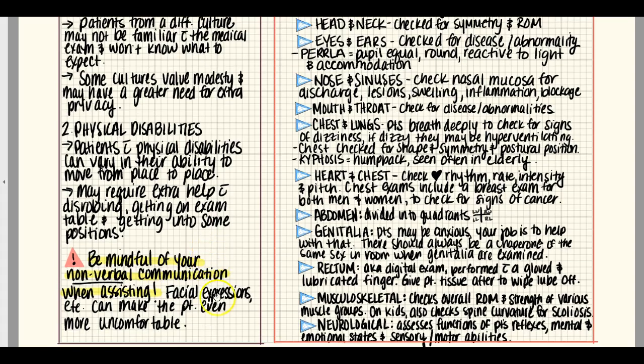What I did put down here as a little disclaimer is to always be mindful of your nonverbal communication when you are assisting patients who may need a little extra help. Your facial expressions, etc., can make the patient even more uncomfortable. So you definitely need to make sure that all of your filters are on, because the goal, again, is to be as accommodating as possible and make the patient feel respected and comfortable while they are there.